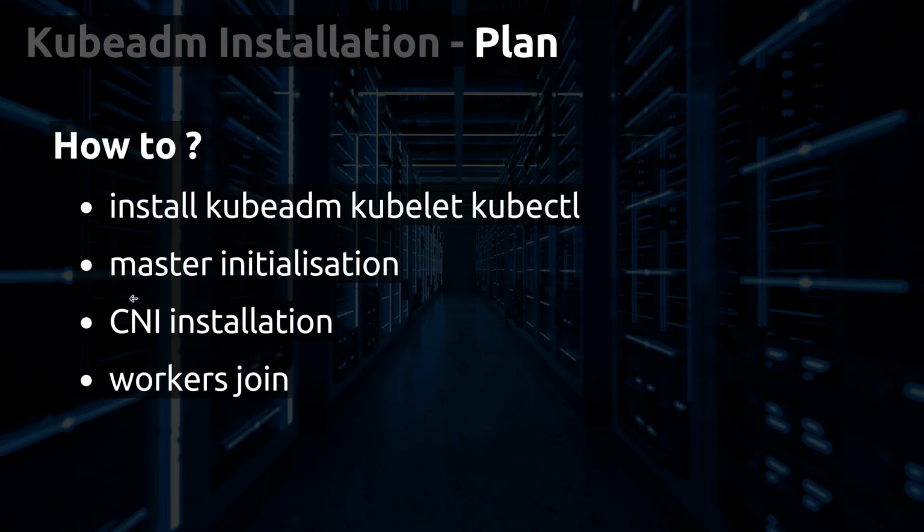Then we will perform the master initialization, meaning that we will just choose a first node to install the cluster, and initiate the cluster on this node. We will install on it the container network interface plugin, and in our case, I don't remember exactly which one, maybe Calico or something like that.